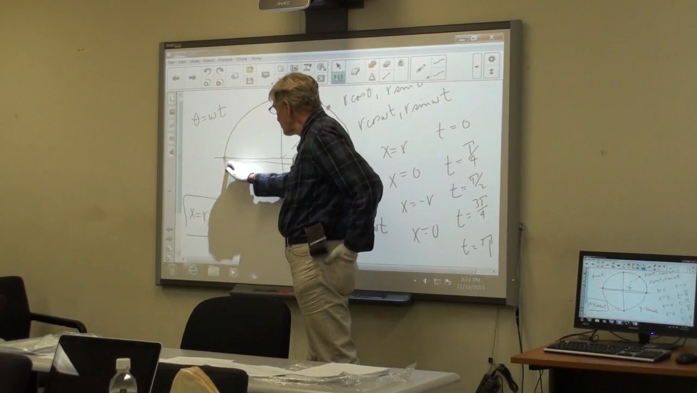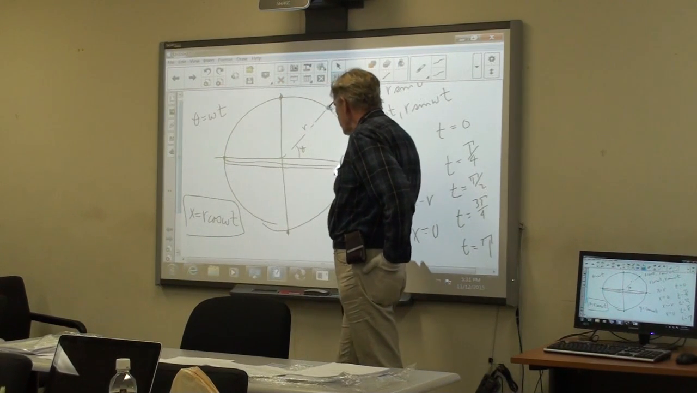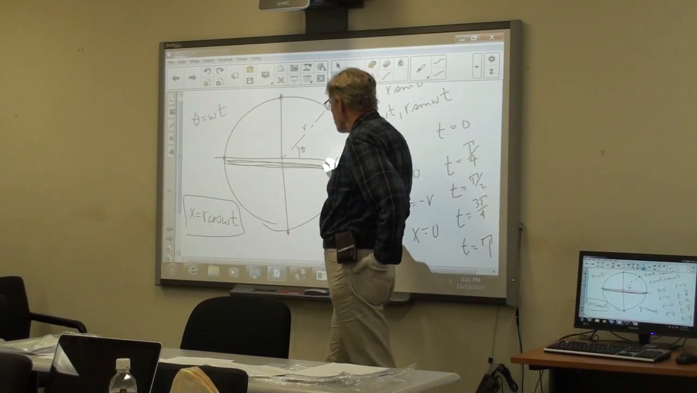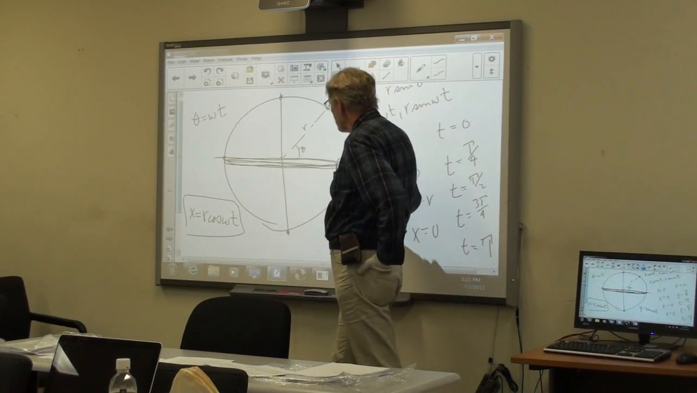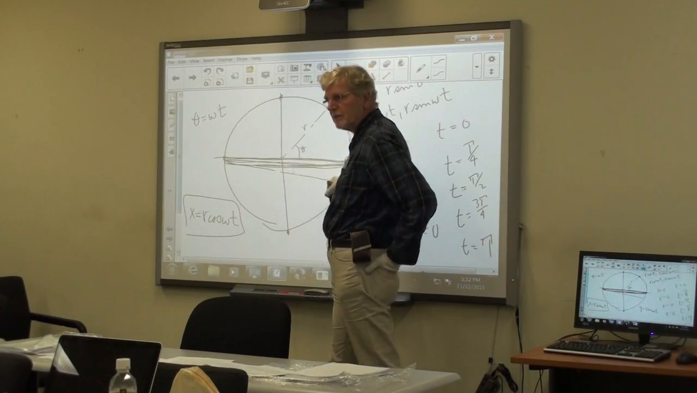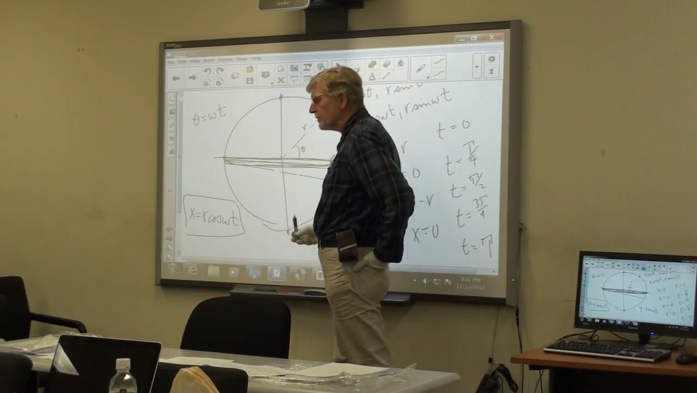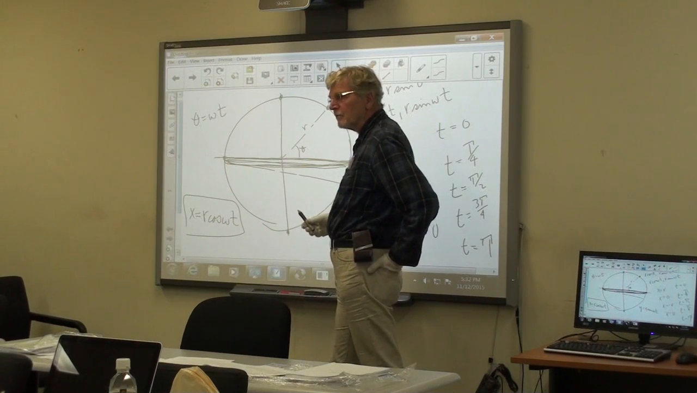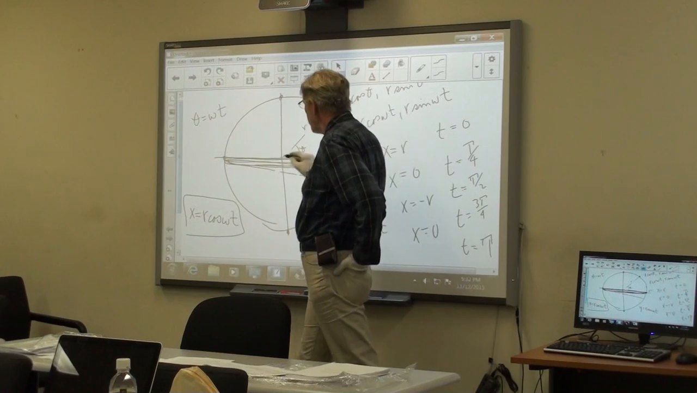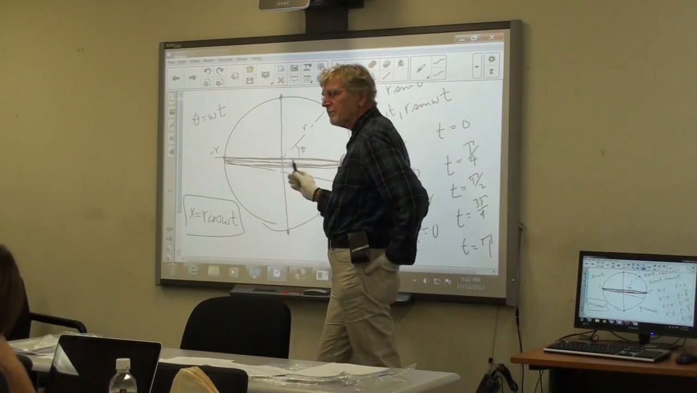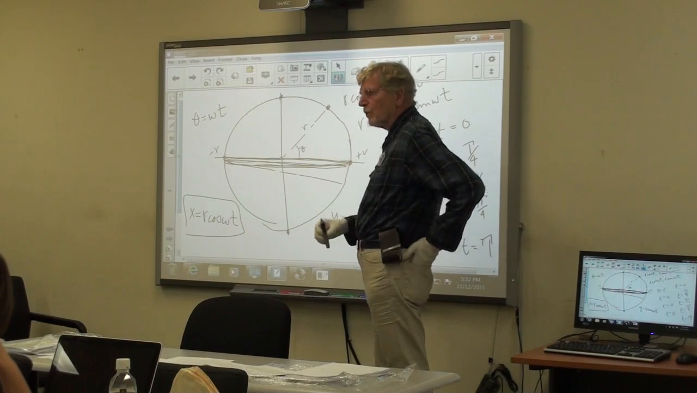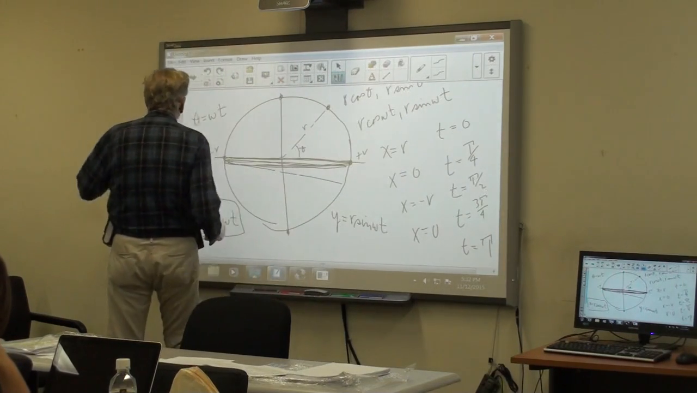Then it turns around and starts coming back again, doesn't it? So the x coordinate goes back and forth like this. It oscillates, doesn't it? So this is describing oscillatory motion. The x coordinate is oscillating between plus r and minus r. It's going back and forth. It's oscillating. What else do you know that oscillates?